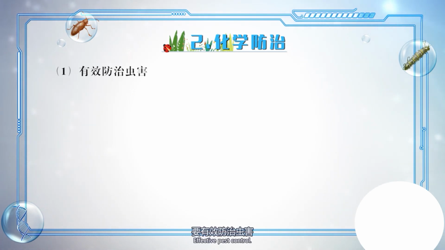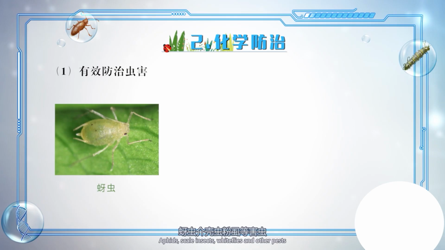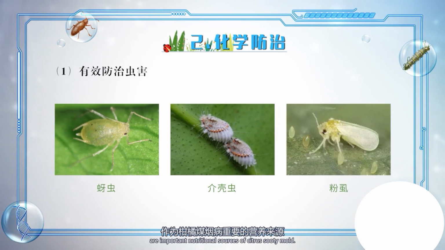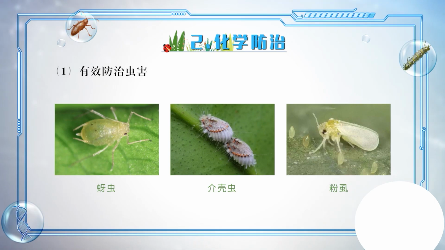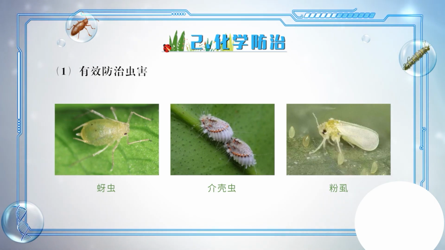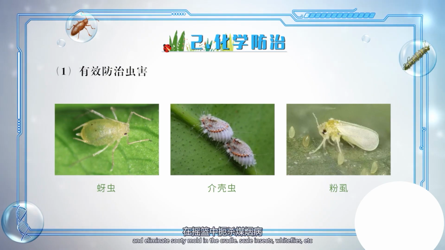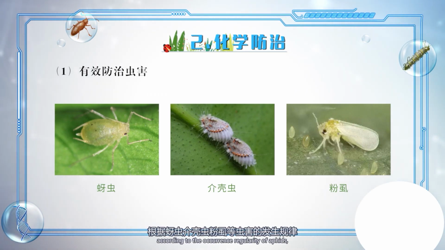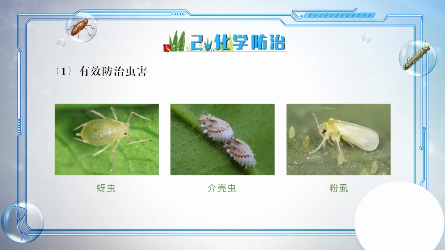1. Effective pest control. Aphids, scale insects, whiteflies, and other pests are important nutritional sources of citrus sooty mold. Proper control of these pests can eliminate the growth of sooty bacteria from the root cause and eliminate sooty mold in the cradle. Aphids, scale insects, whiteflies, etc., according to their occurrence regularity, different control measures shall be taken.